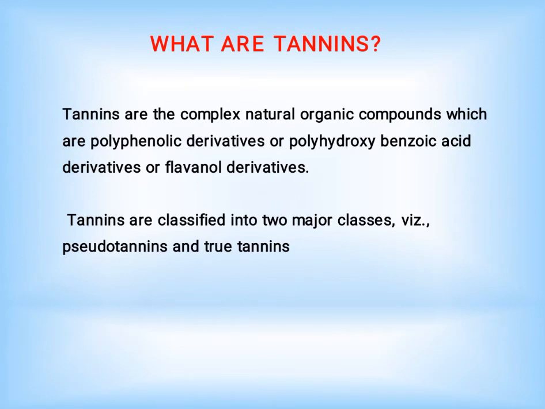Tannins are complex natural organic compounds which are polyphenolic derivatives or polyhydroxybenzoic acid derivatives or flavonol derivatives. Whenever we analyze plants, if we find derivatives of flavonol, derivatives of polyhydroxybenzoic acid or derivatives of polyphenolic compounds, then all these compounds are called tannins.